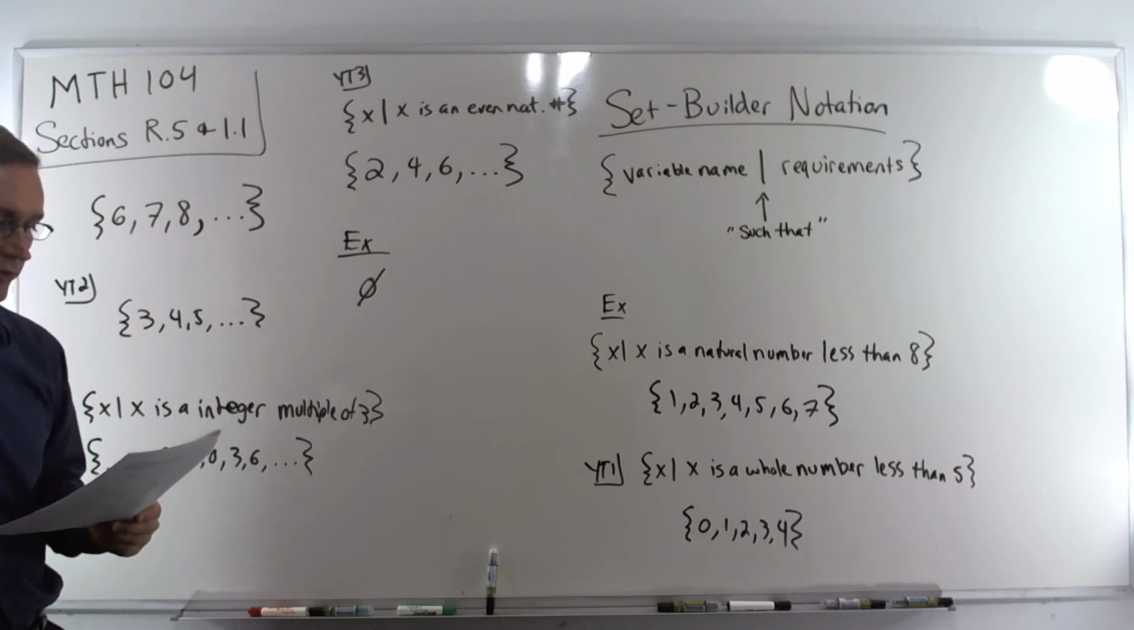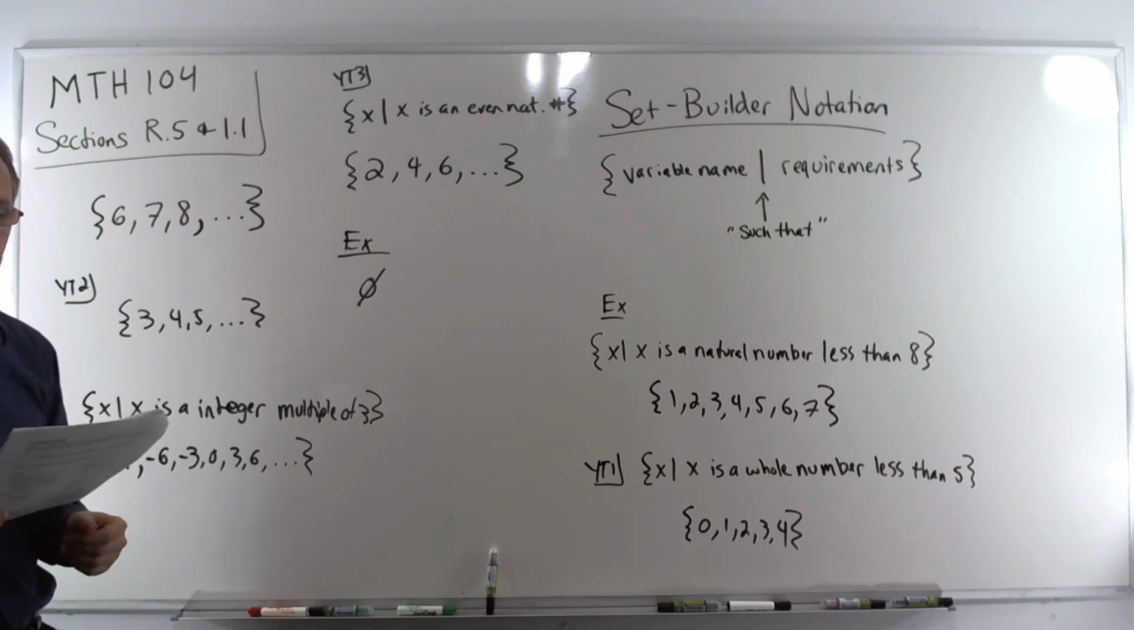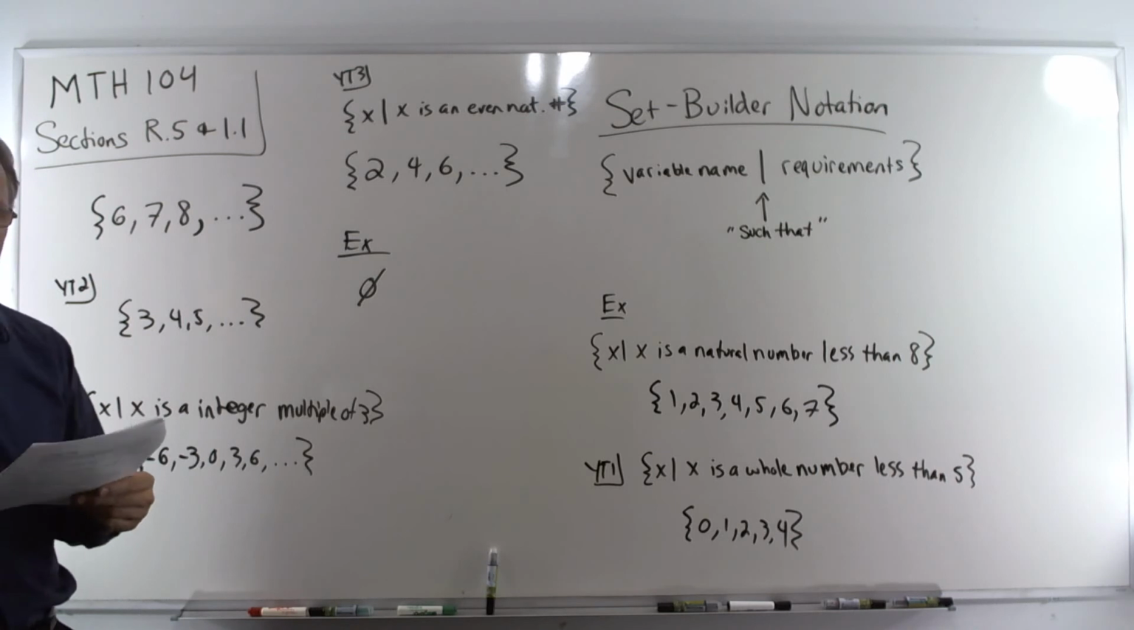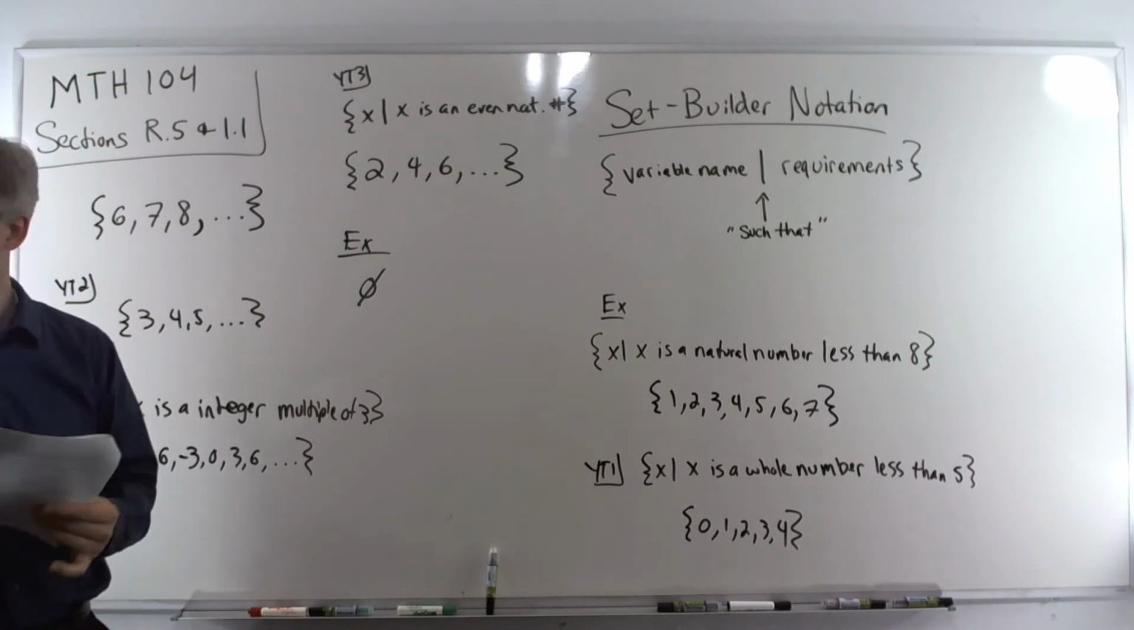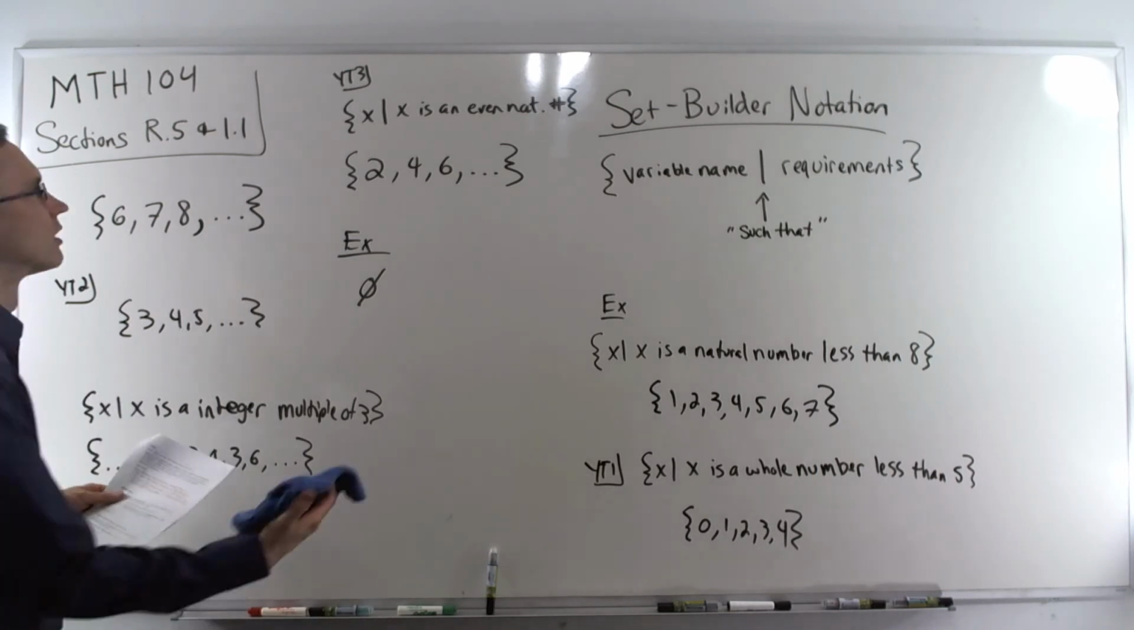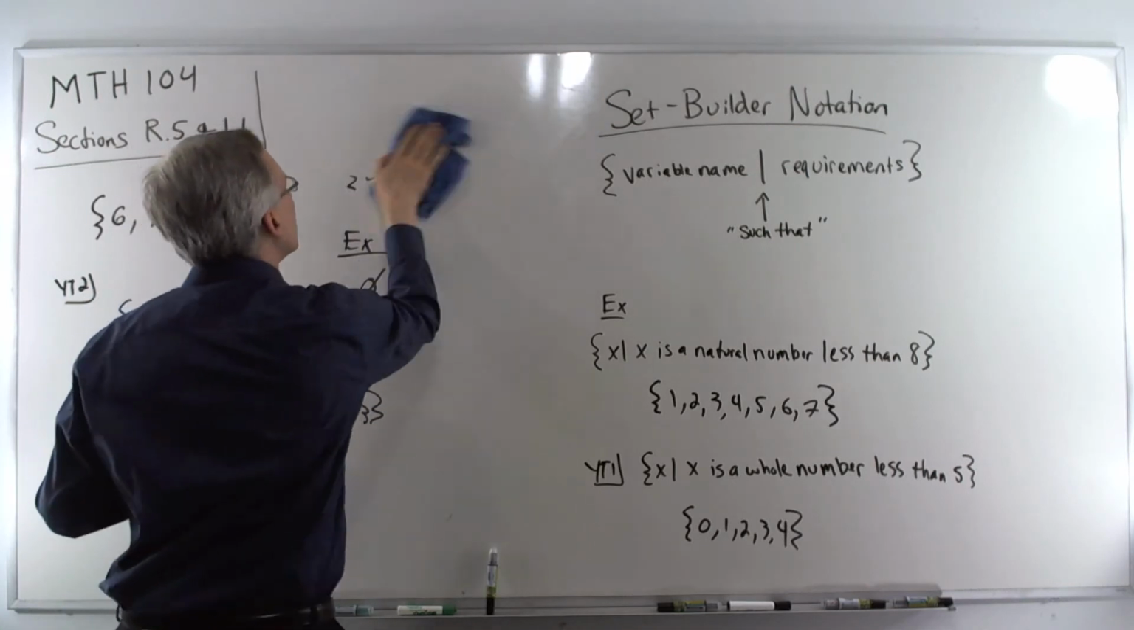All right, now we're going to do the reverse. Using set builder notation, we're going to write a description of the set 3, 6, 9, 12, 15.